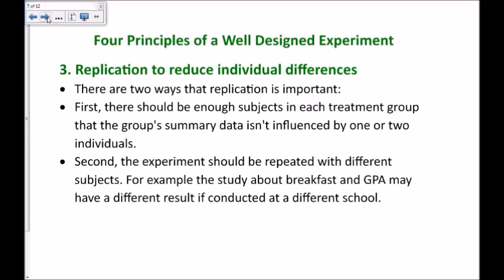You will see a general trend in this class is the more data we have, the better. Okay, but there should be enough people in your treatment groups that you can look at some summary data that's not influenced by 1 or 2 outliers. Okay, second place that replication is important. The experiment should be repeated with different subjects in different locations or in different settings. Okay, for example, the study about breakfast and GPA may have a different result if conducted at a different school. Okay, so if you repeat the experiment in a different place and with a different group of students, that may give you a different result.